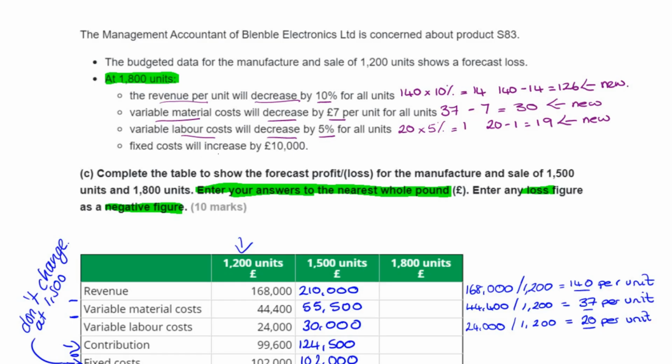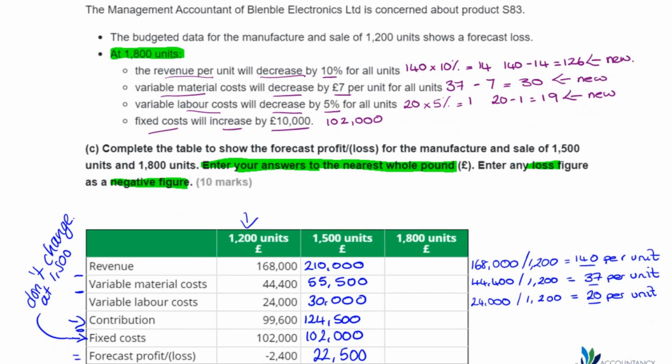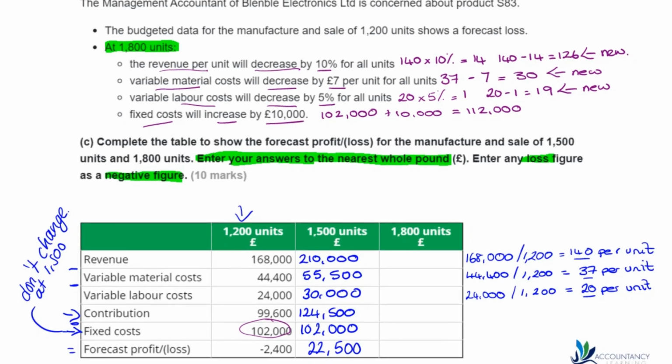And then finally we're told fixed costs will increase by 10,000. So the original was 102,000, and that comes from down here. We need to add on 10,000 to give us 112,000 fixed. So now we can do all of our calculations.